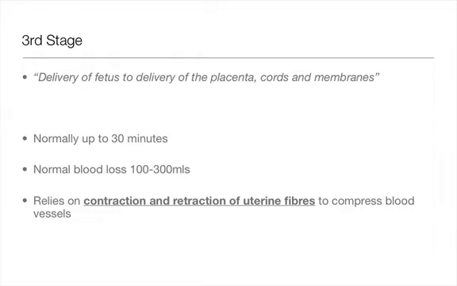The third stage relies again on the smooth muscle of the uterus contracting and also retracting, the fibres becoming shorter and shorter, and these will compress the blood vessels to stop bleeding. The most dangerous time for the mother is the third stage, and the most common cause of postpartum hemorrhage is uterine atony, that is, the uterus relaxing and not contracting. The other major cause is retained products, maybe a cotyledon of the placenta or a small bit of membranes.